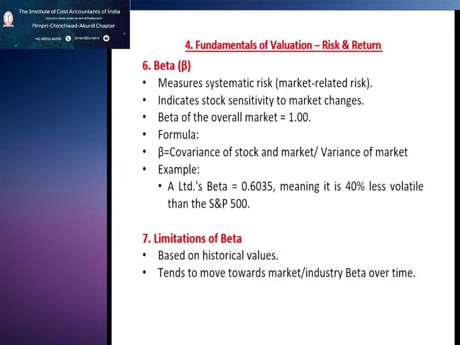Example, A Limited, beta is 0.6035, meaning it is 40% less volatile than the S&P 500. So Standard and Poor 500 index, and hence vis-a-vis the index, when beta of a particular company is say 0.6035, it means that it's 40% less volatile than the S&P 500 index. That's what beta means: covariance of stock and market vis-a-vis the variance of market.